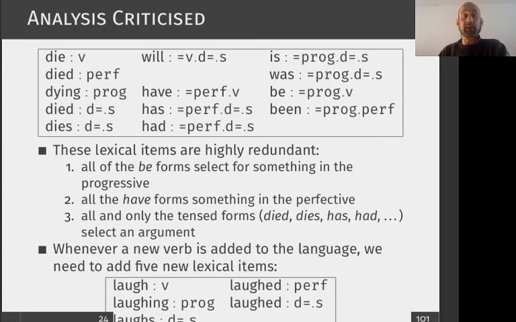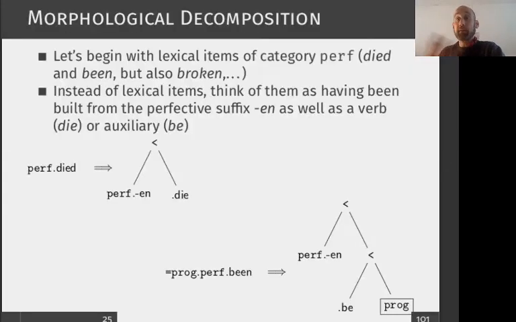Look here, right? Die, died, dying, died, dies. Those are just lexical items, but we see that there's structure in there. Is, was, be, been. Those are just lexical items, but we see that there's structure in there. The tensed forms, those are just independent lexical items, but we see that there's structure in there. How do we get that structure to manifest itself?